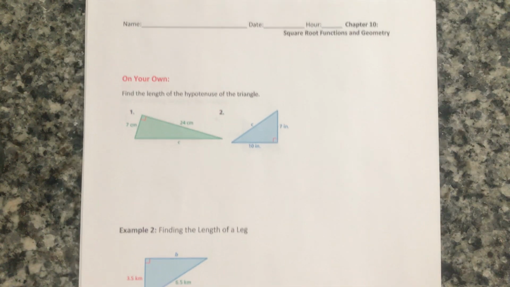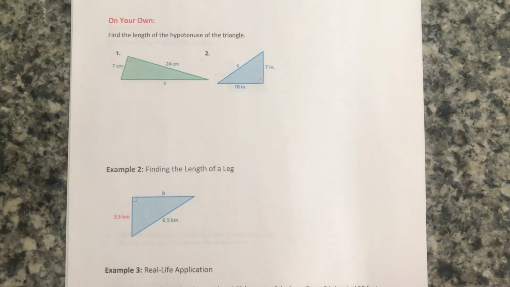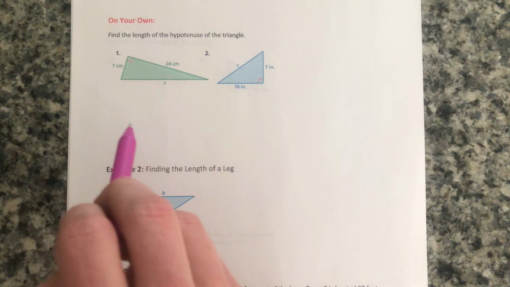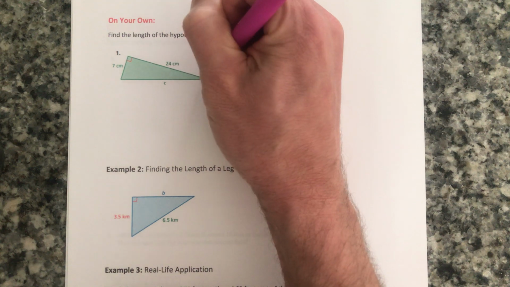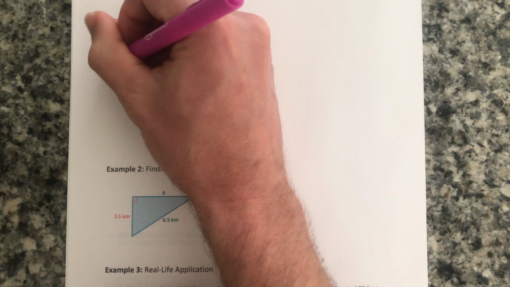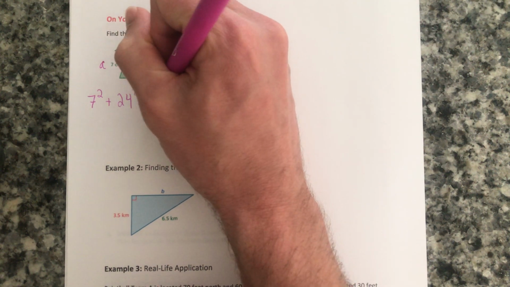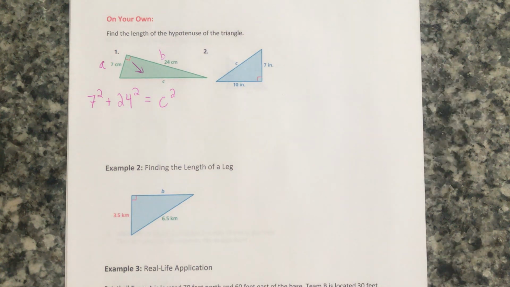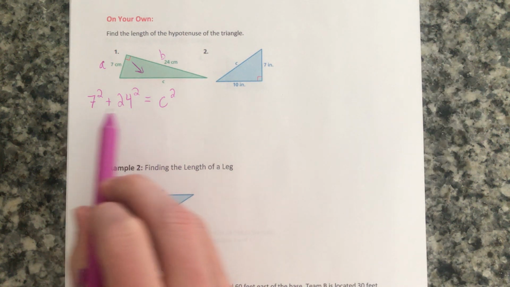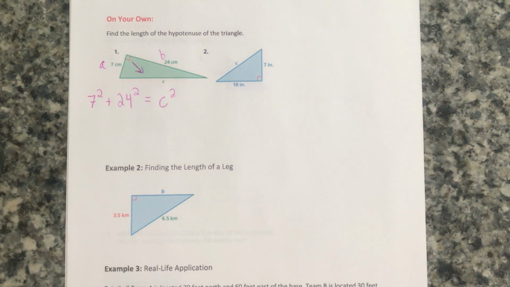Now, if we go on to the next page, here's some on your own. I highly suggest you pause it right here, try these on your own, or maybe do number 1 with me and then pause it and try number 2 on your own. For number 1, I see that my 7 and my 24 are my legs. They create that right angle. So 7's a, 24 is b, and then c is my hypotenuse. It's across from the right angle. So it'd be 7 squared plus 24 squared equals c squared. And then you would get these values over here to eventually get c by itself. So 7 squared is going to be 49.